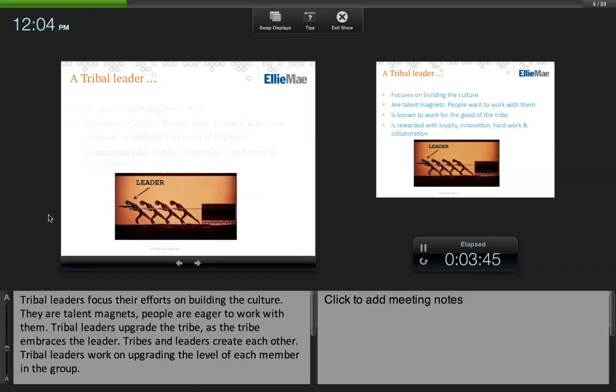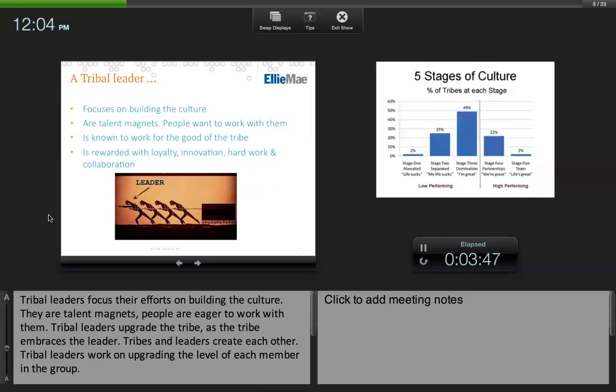This tribal leader leads from the front. People want somebody to lead from the front. This tribal leader focuses on building the culture. That's really what makes him the leader. They're talent magnets. People actually want to work with them. There have been instances where people are willing to take a pay cut or give up their title to be part of a group led by a really tremendous leader. The leader is known to work for the tribe, and because of this, he's rewarded with loyalty, innovation, hard work, and collaboration. This is a key aspect of the team.